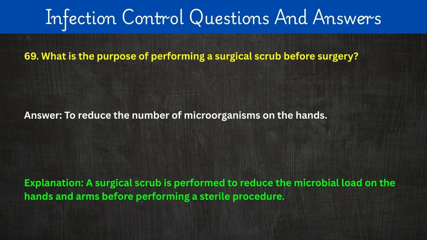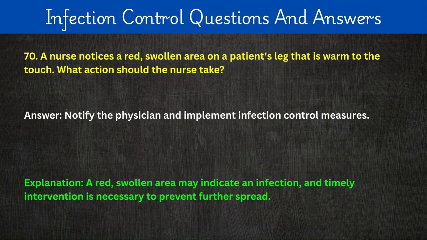69. What is the purpose of performing a surgical scrub before surgery? Answer: to reduce the number of microorganisms on the hands. Explanation: a surgical scrub is performed to reduce the microbial load on the hands and arms before performing a sterile procedure.